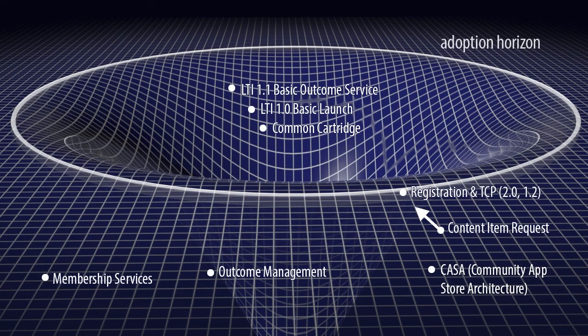So back on the adoption map, I've added outcome management and membership service here. They're still in draft, so they're still a little bit far away. I think membership will get there probably a bit sooner because it's a simpler spec, but it's a good time, because they're in public draft, to review them, see if they meet your need, and propose any changes, or if you see any shortcomings with the proposals.